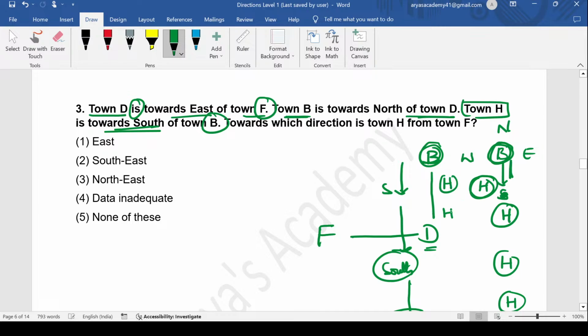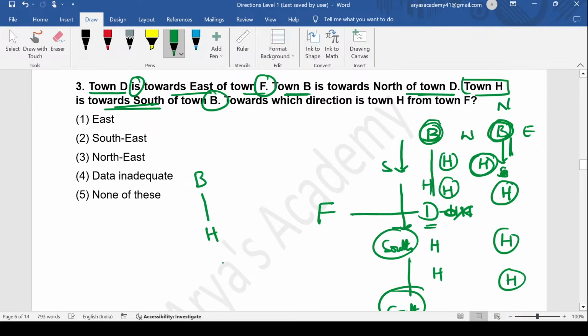H can be here also, because town H is towards south. H can be exactly here. Of course, H cannot be here because it won't be south. H can be exactly below D, or further below D, or immediately above D, whatever it may be. If I have to draw a diagram where H is below B, or H is towards south of B, I can do it like this.